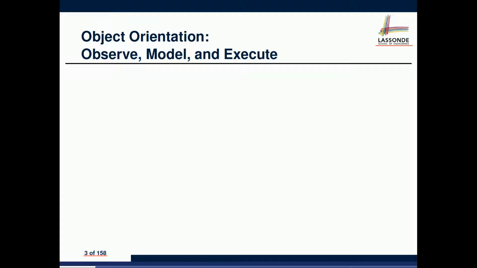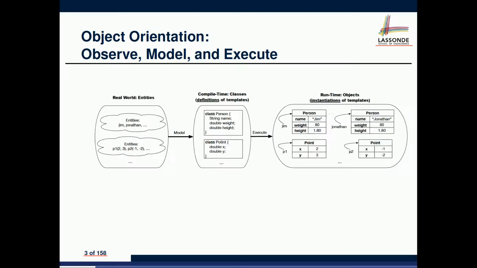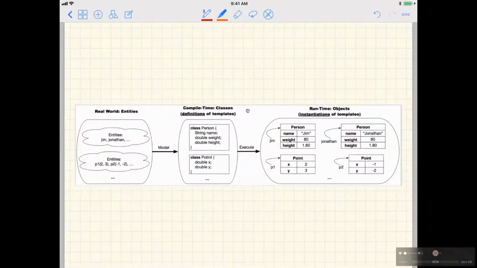Okay, object orientation. First of all, I would like you to understand why we need object orientation. Basically, it's a three-phased process for us to really simulate what's happening in the real world. I would like to show you this diagram over here, which shows three steps. I would like to go through it with you step by step. The first step is we observe how the real world entities behave.